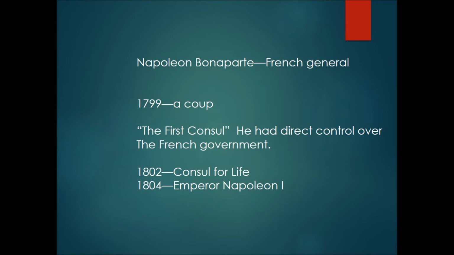But in reality, he had direct control. In 1802, he takes total control of the government and becomes a consul for life. And then the French Revolution, at least this part of it, ends with Napoleon becoming emperor.